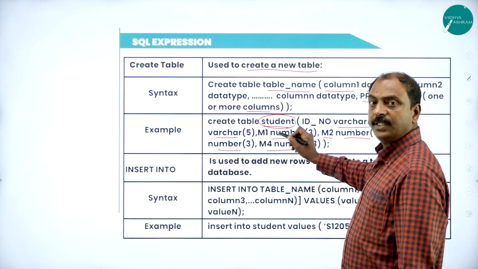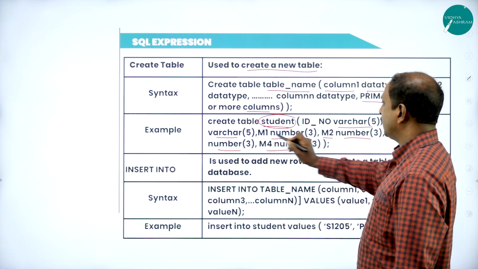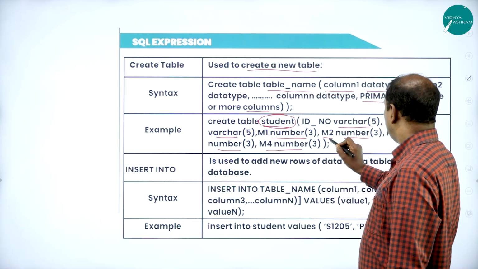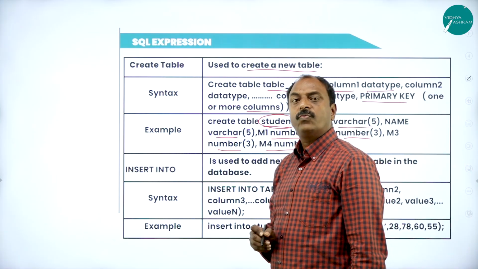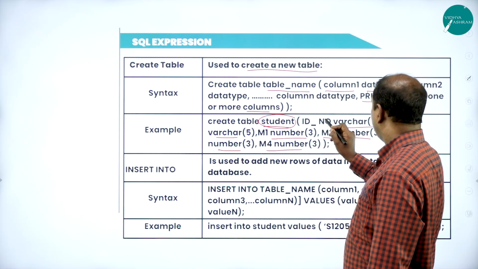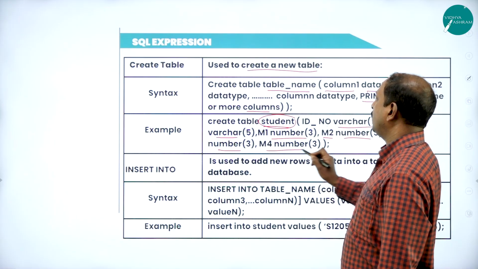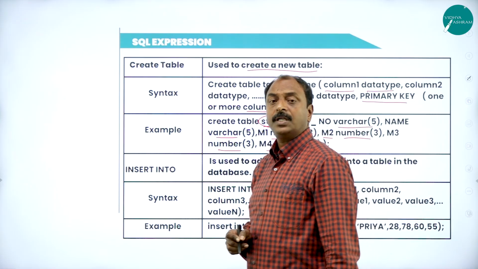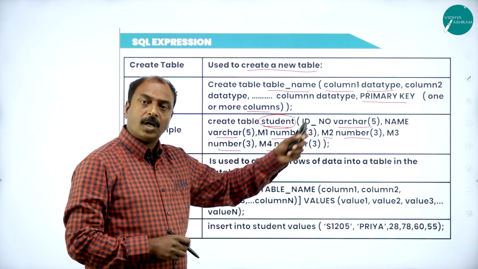Here, name of the table is student, with ID number as one column, name as another column, M1, M2, M3 and M4. And it's going to create columns for ID number, name, and M1, M2, M3 and M4 in a table. So it is going to create a table of these many columns.